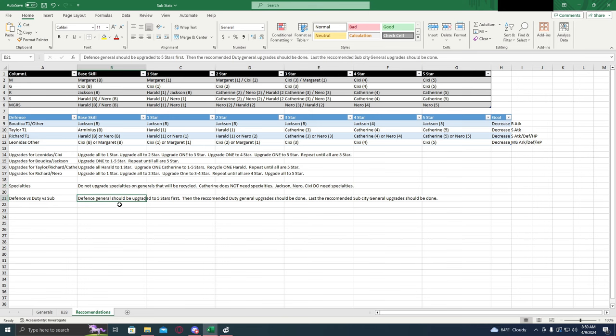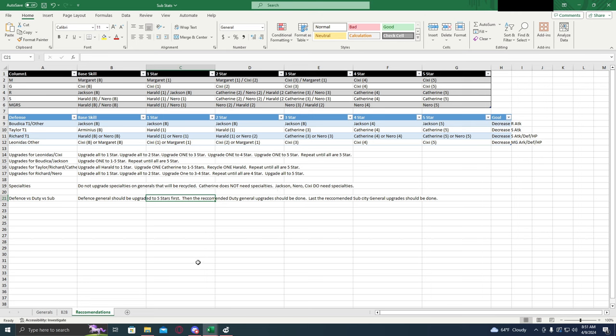In terms of defense, duty, or sub-generals, it's most cost-effective to upgrade your defense general to 5 stars first. And then you should do the recommended duty general upgrades, which I'll link that video. You should go watch that one. I did a similar blood to buff ratio for all the duty generals and my recommended upgrades on them. So watch that one. Do those upgrades first. They're going to be more cost effective. And then once you're done with that, then you should start working on your subcity generals.